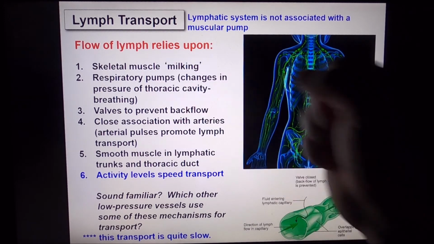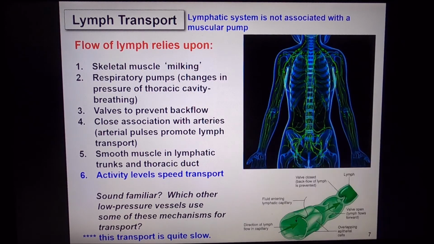Skeletal muscle milking. So the act of skeletal muscle to squeeze your lymphatic vessels and move lymph in that fashion. Your respiratory pump. Okay, so every time you breathe, there is pressure generated there that pulls blood back up towards your heart, or in the grand scheme, towards your superior vena cava. There are certainly a lot of valves. These lymphatic vessels are heavily invested with valves, and they're going to prevent backflow.